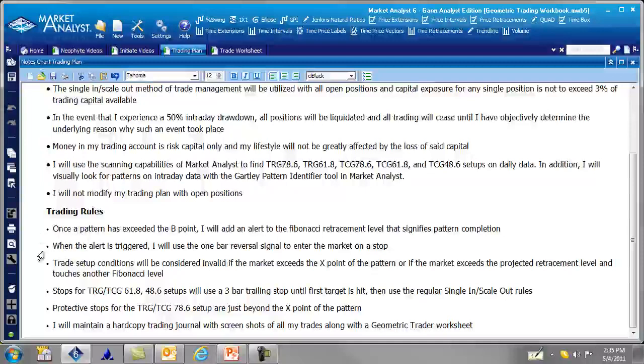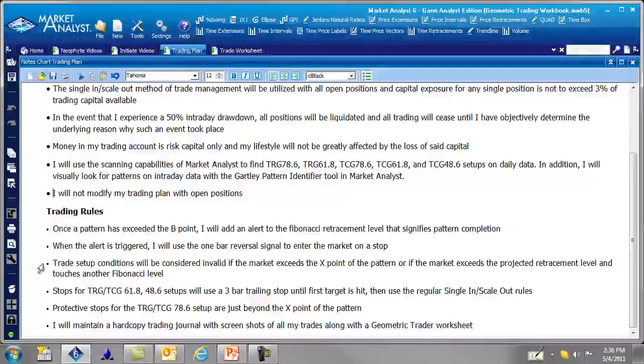The next point here, when the alert is triggered, I will use the 1-bar reversal signal to enter the market on a stop. So remember, we can use the 3-bar trailing stop, move the settings down to 1, apply that, and use it as a 1-bar reversal method. What this does, it keeps us out of trades where it might be moving quickly in one direction, and we're waiting for just a little bit of confirmation to go the other way to put the trade on.